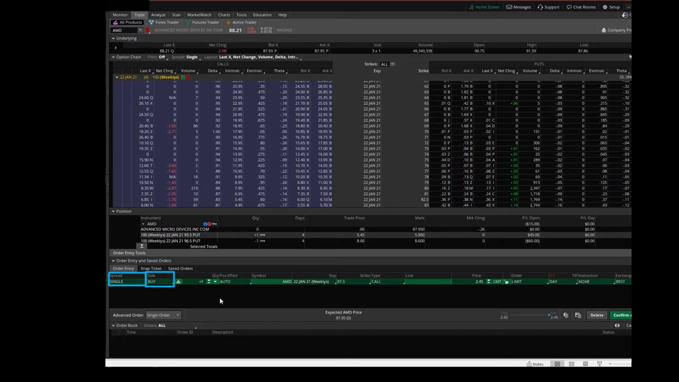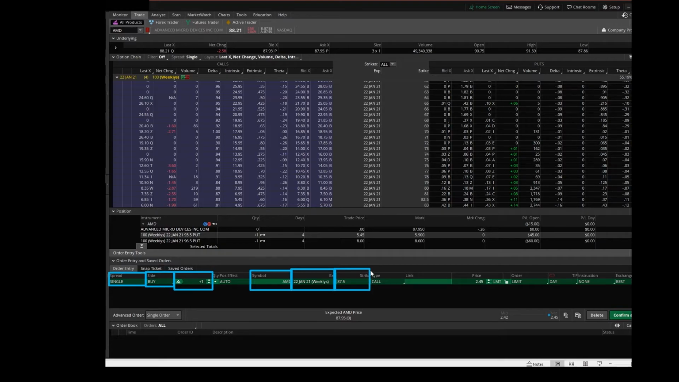Then here we can also confirm the number of contracts. We're purchasing one contract. You can always change the amount by using the plus and minus. Also, we see the stock symbol. We confirm the stock symbol is AMD. We also confirm the expiration date, which is 22 January. And then also the strike.